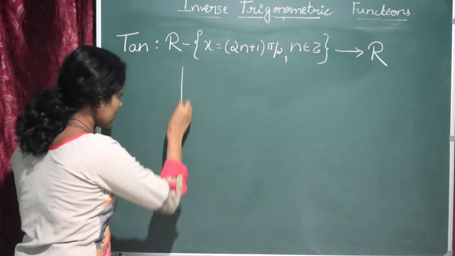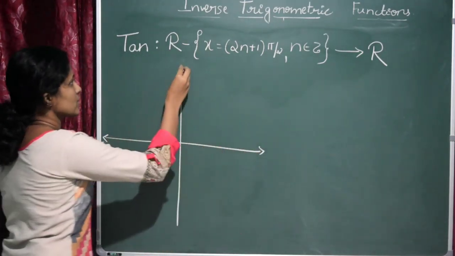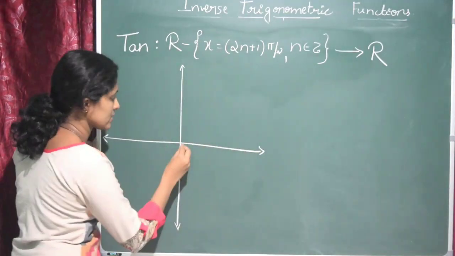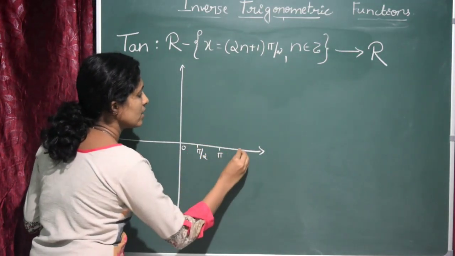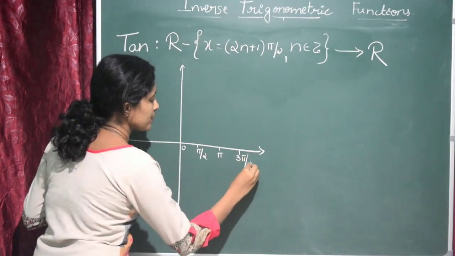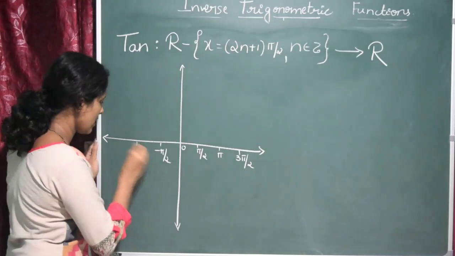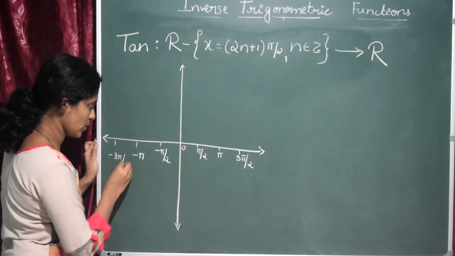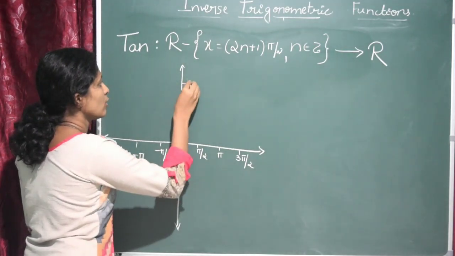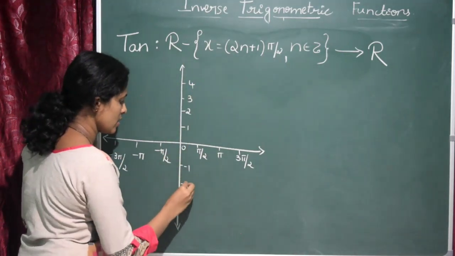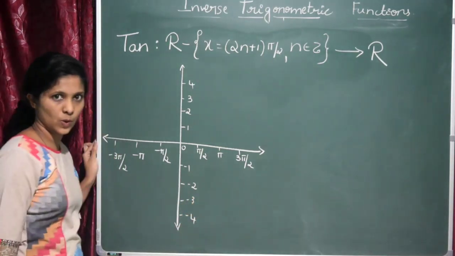Let me consider the graph of this function. So this is the axis. Let me consider this is 0 and this will be pi by 2. Then it is pi, 3 pi by 2, and here it is minus pi by 2. Then it is minus pi, minus 3 pi by 2 and so on. Here it is 1, 2, 3, 4. This is now minus 1, minus 2, minus 3 and minus 4 and so on.